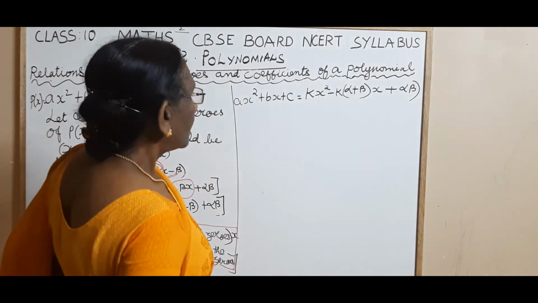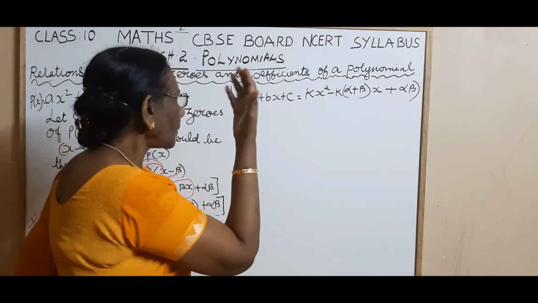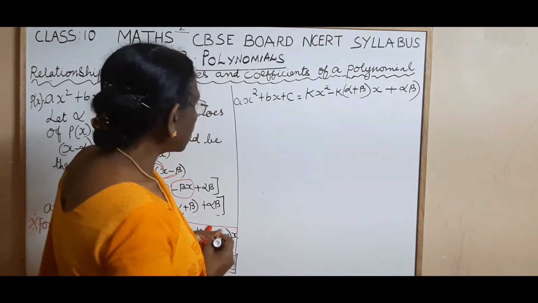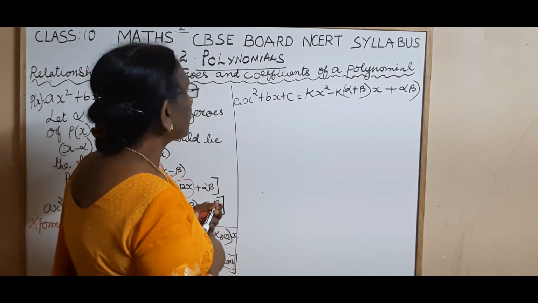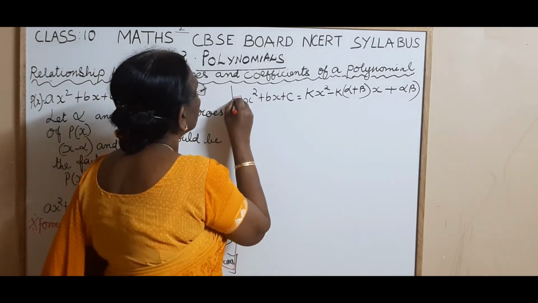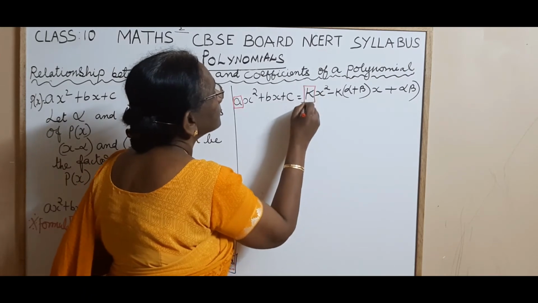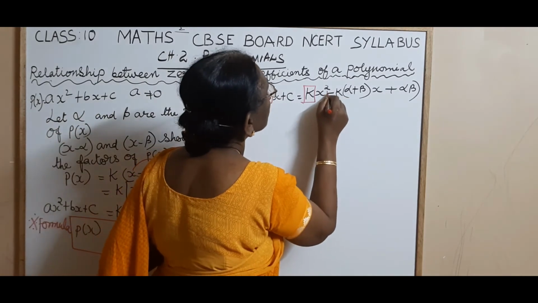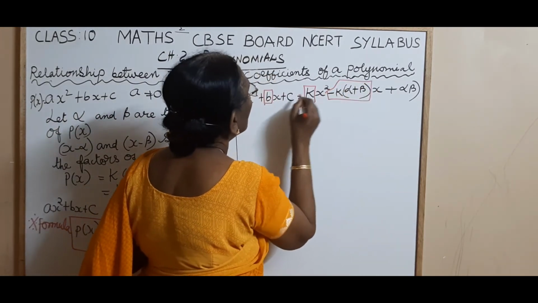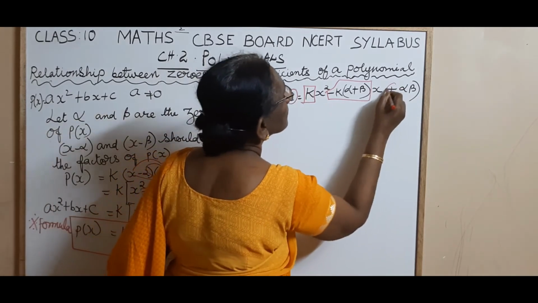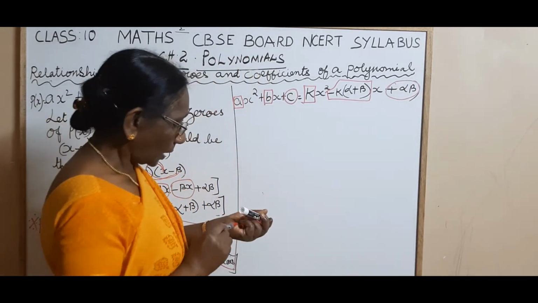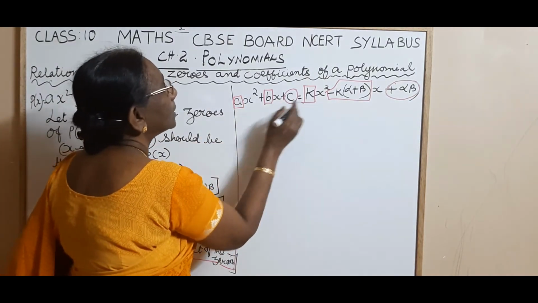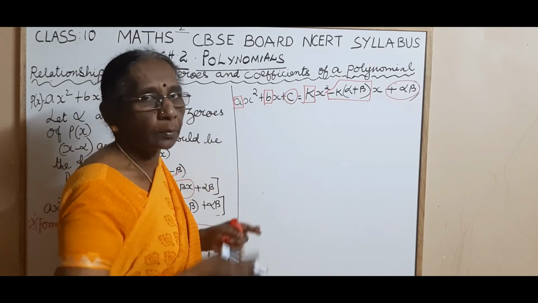Okay. Now we will find the relationship between the coefficients of this p of x and the zeros. Now let us compare. What are we going to compare? Let us compare the coefficient of x squared and the coefficient of x and the constant term. Okay, let us compare both. So what do you get? When you compare the coefficient of x squared, they should be equal because both represent the same polynomial.